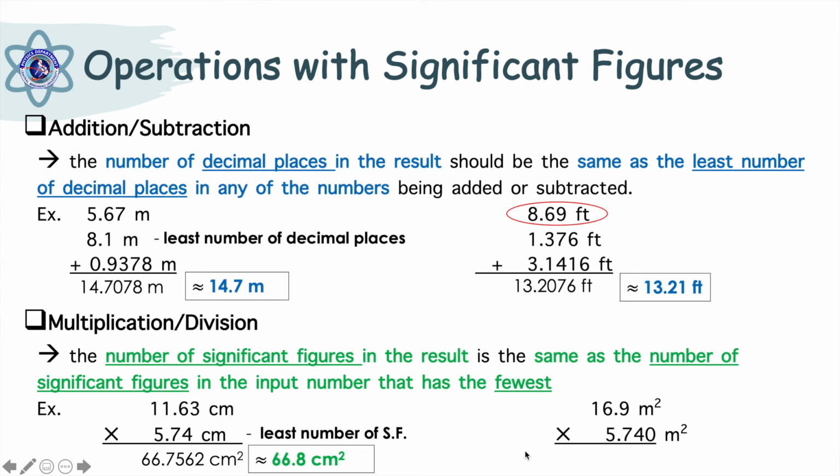Next, we'll have 16.9 meters square times 5.740 meters square, so the answer would be this one. But the least number of significant figures is this one, so the answer would be 19.0 meters raised to the power of 4.